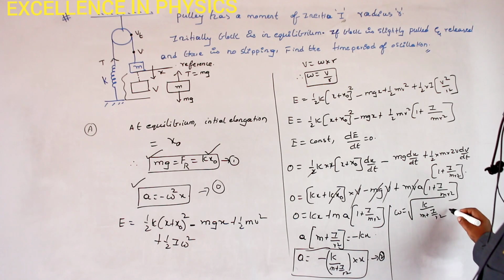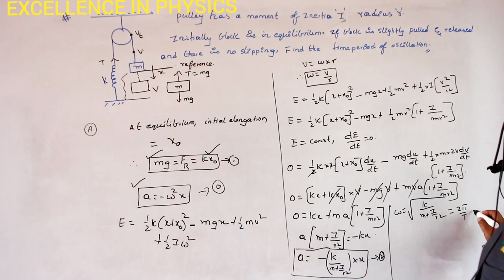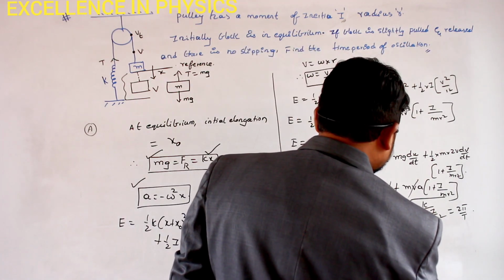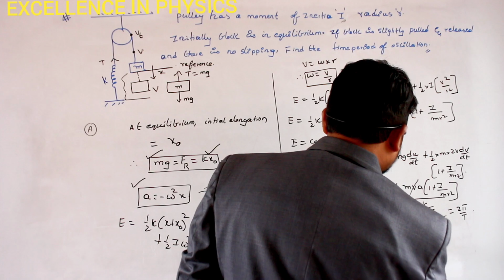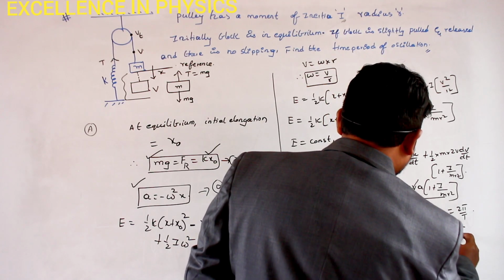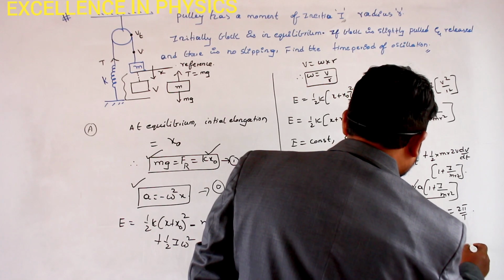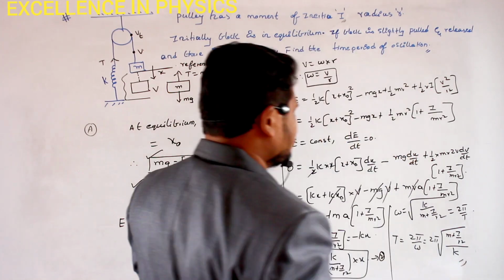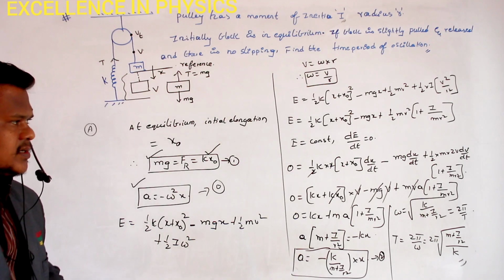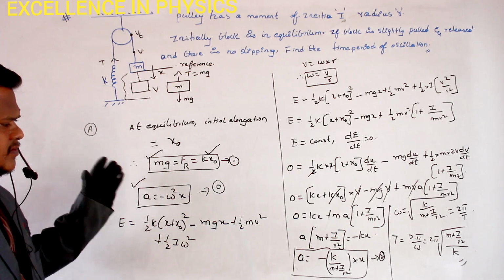And what is omega? Omega is nothing but 2 pi by capital T. So what is the T value? T is 2 pi divided by omega. So T is equal to 2 pi into square root of (m plus I by r square) divided by k. So that is our equation for the time period of this mass. I hope you have understood how we have done this calculation.